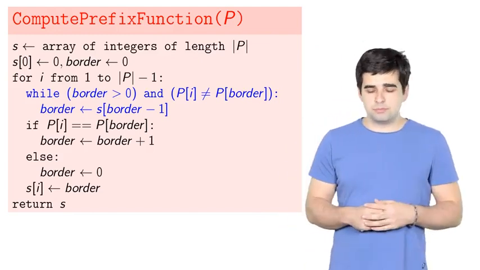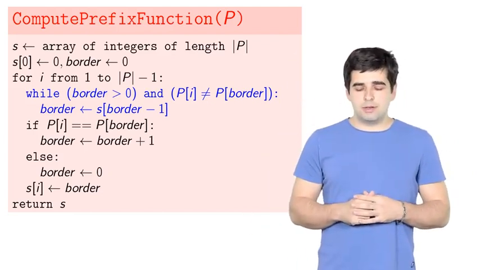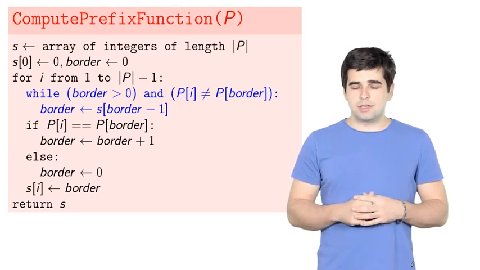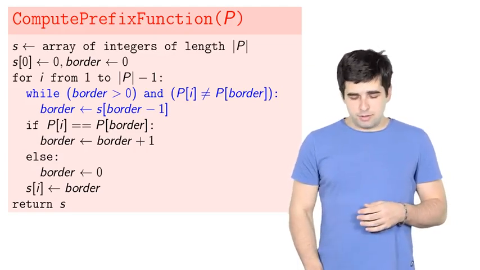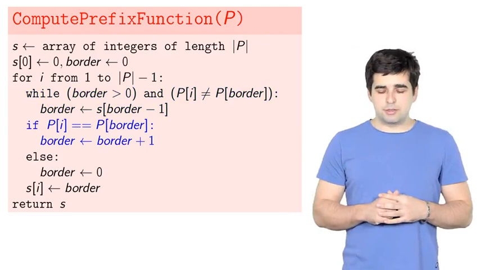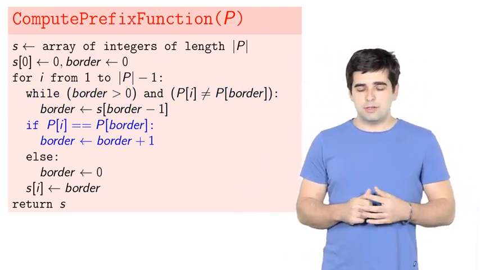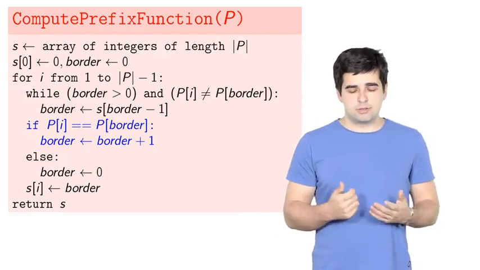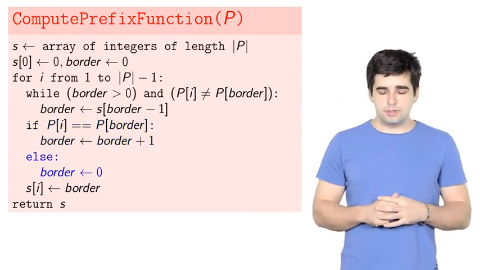Then we move on to the character in position 1, which is B, and we compare it with the next character after the end of the previous border. But the end of the previous border was before the pattern P starts, so the next character is A, and we compare A with B, they're different. And so the value of the prefix function is again 0, because we cannot take a border of the empty border.